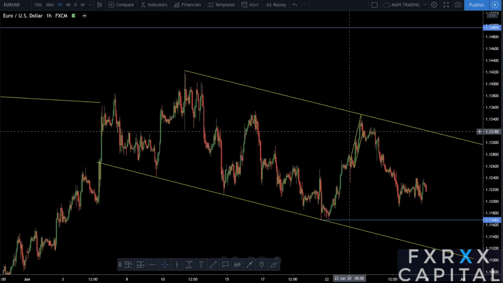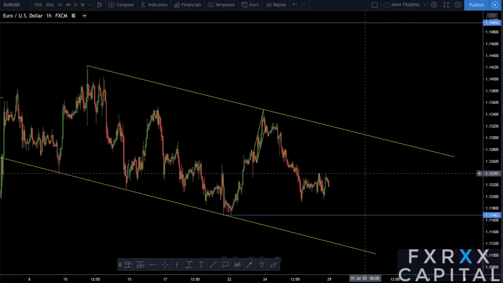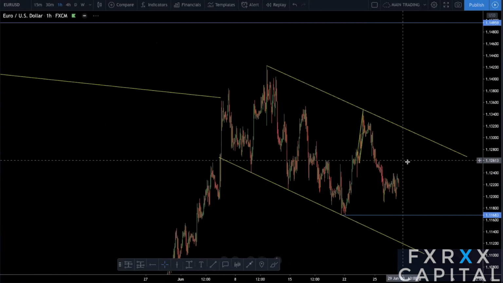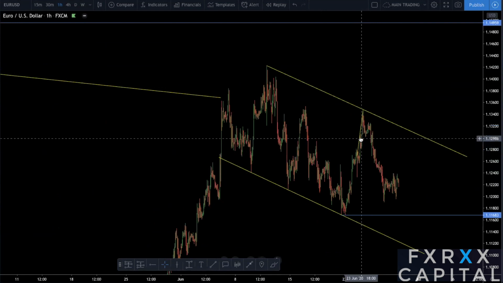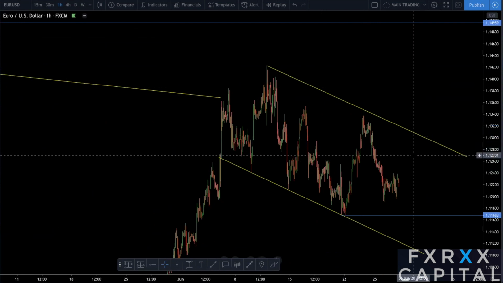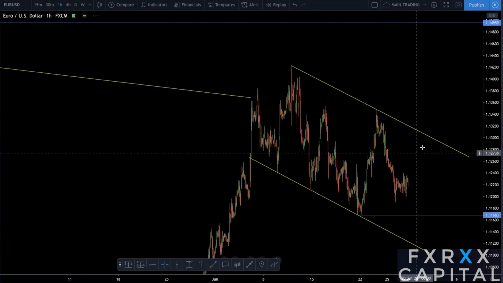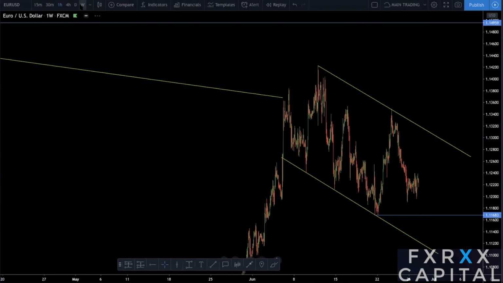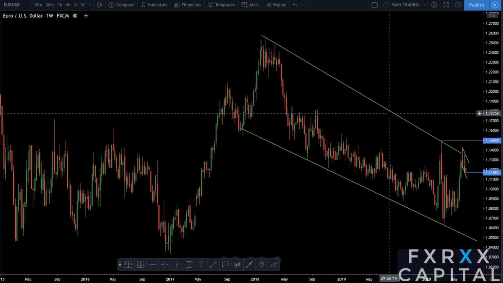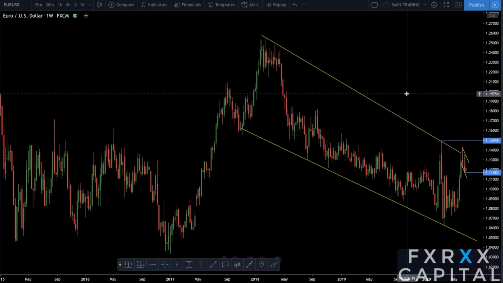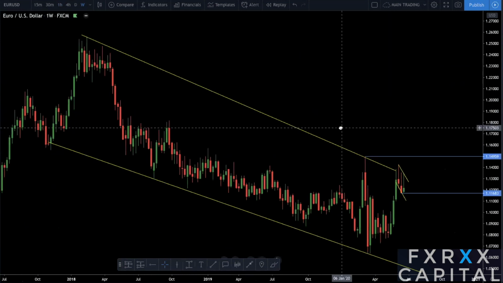Okay, Euro USD, previous week. Euro USD was quite epic. It shows every single structure that we trade. Okay, high time frame. We always zoom out, zoom in. Zoom out, high time frame, descending channel.